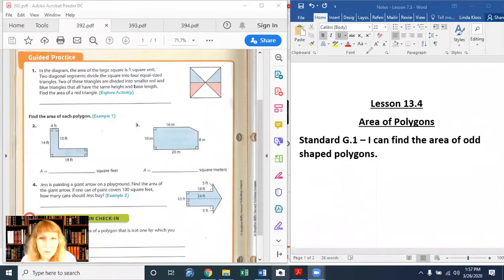Okay, so we should be on page 392, and today we are going to be covering area of polygons. The standard we're working from is G1. I can find the area of odd-shaped polygons. So I'm going to put this page under the document camera so we have a little bit more ability to draw on the shapes, and we will get started in just a moment.